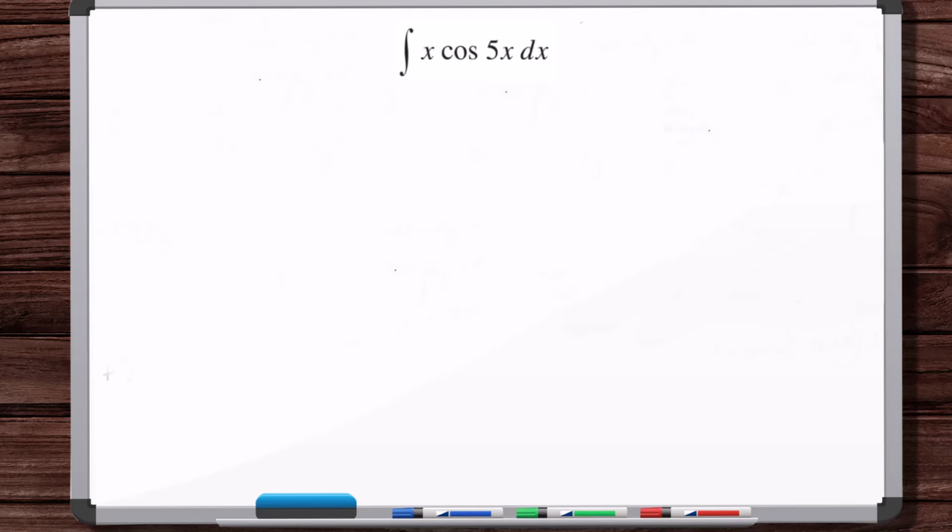In this video, we're going to solve integrals using integration by parts. All right, so let's take a look at the first problem. Here we want to find the indefinite integral of x times cosine of 5x dx. And so what this means is find the antiderivative of x cosine 5x.